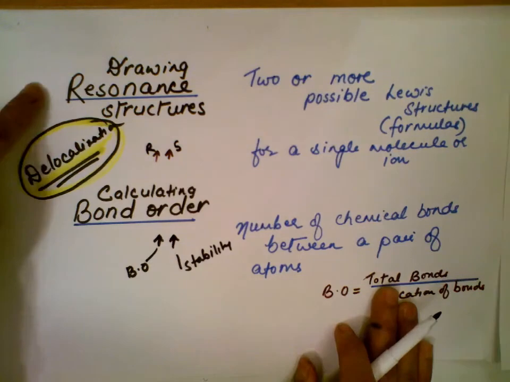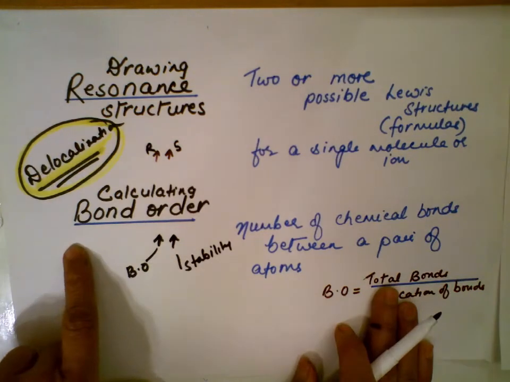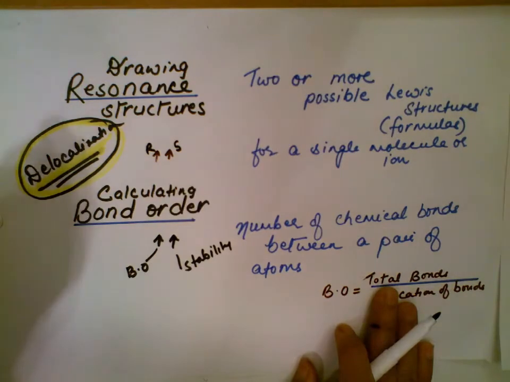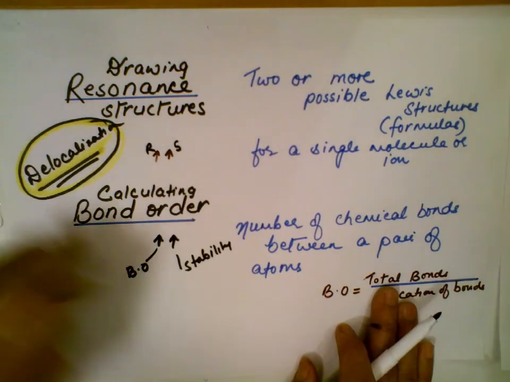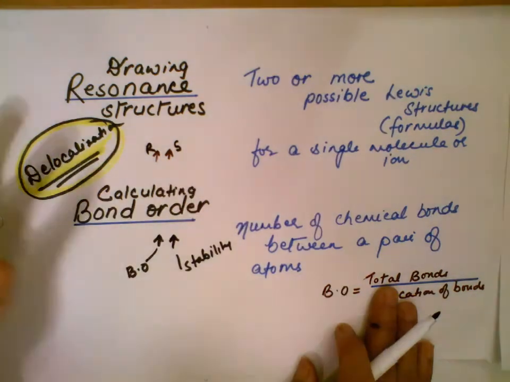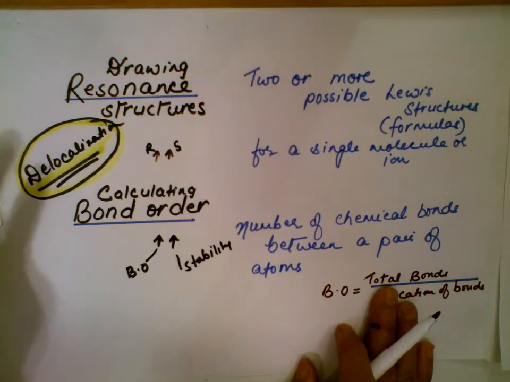Video on drawing resonance structures and calculating bond order. Well, in some molecules and ions, resonance occurs when bonding cannot be represented by just one single Lewis structure. So they will have more than one valid Lewis structure, meaning two or more possible Lewis structures or Lewis formulas for a single molecule or ion, and that is called the resonance structures.